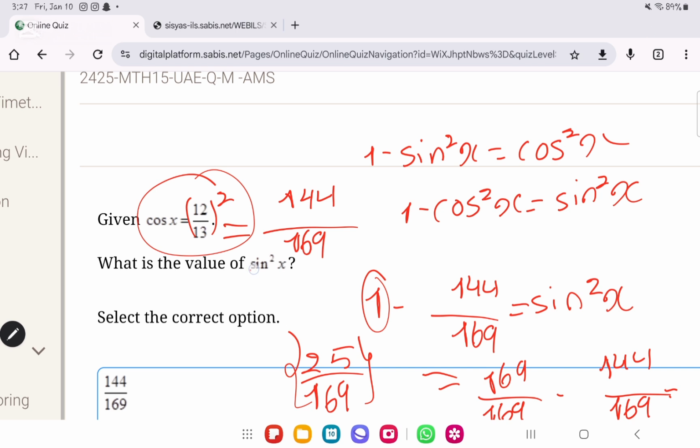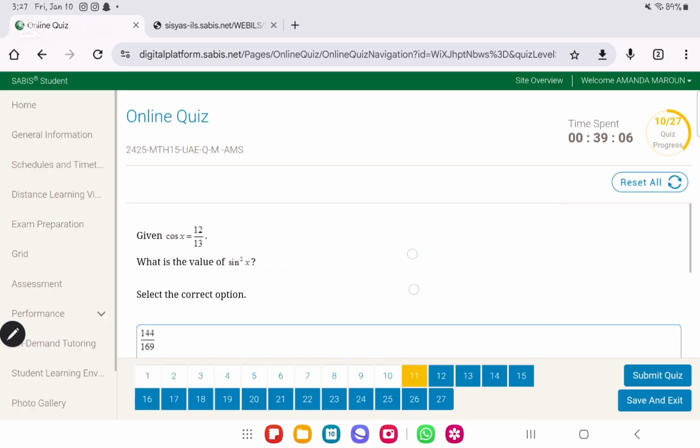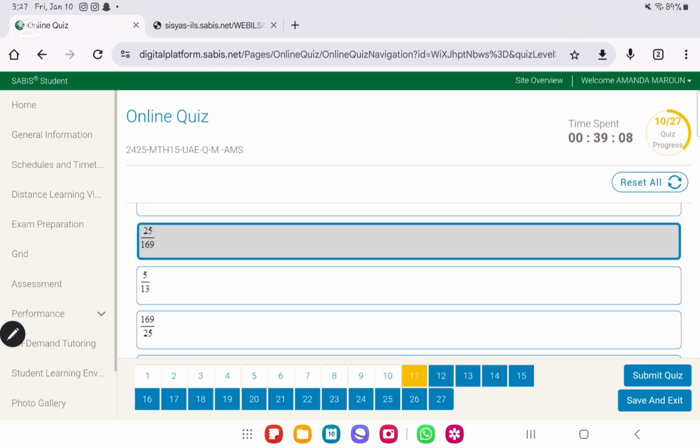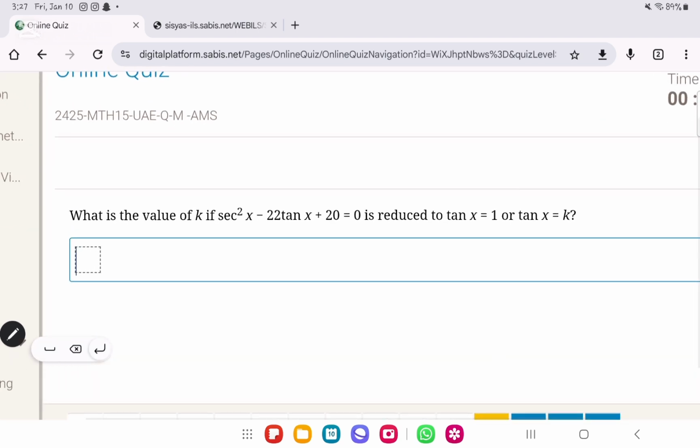Okay, this is if they asked for sine squared x. However, if they ask you for sine x, you just need to take the radical. It's going to be then 5 over 13. Okay, so they're asking for sine squared x, so we are then going to choose 25 over 169. Moving on to question number 12.